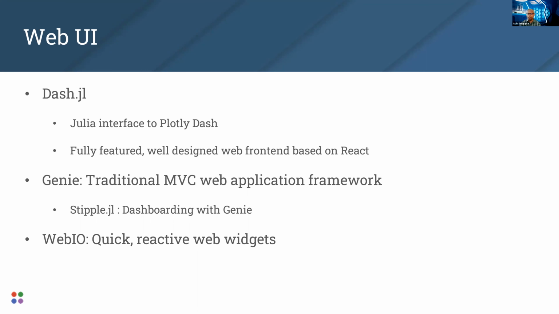Dash, many of you may be familiar with, is a Python package built by the Plotly folks, the people who build the Plotly charting library. They built this thing called Dash originally in Python, but it's now been ported to R and Julia. And so the Julia port is called dash.jl, surprise, surprise. And it's a fully featured, very well-designed web front end.